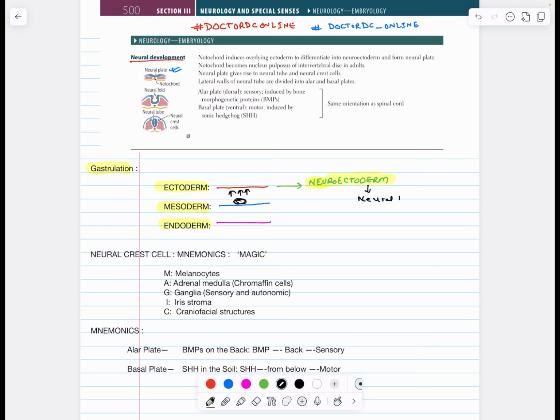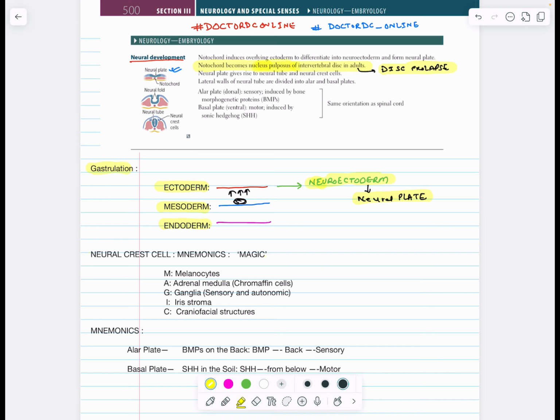So here is an important point, and in a clinical connection, the notochord becomes the nucleus pulposus of the intervertebral disc in adults. What is this nucleus pulposus? It is a jelly-like center that can herniate in disc prolapse. So this is the clinical connection of the notochord. In adults, the notochord regresses and its remnant becomes the nucleus pulposus, which ultimately can herniate in disc prolapse.